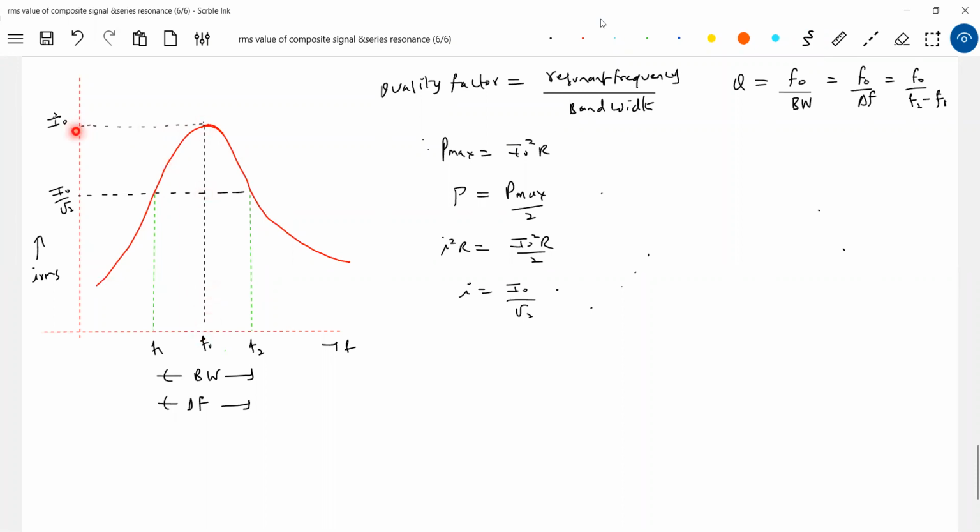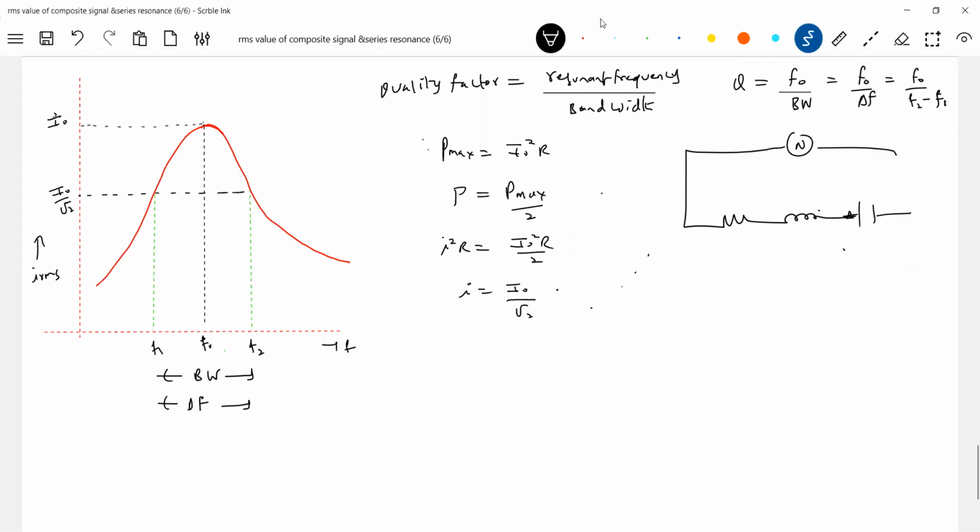How to get I naught? What does I naught depend on? Again, what is I naught? I'll keep this circuit in hand, otherwise you'll not understand anything. You should tell me, I naught depends on what? I naught depends upon this applied VRMS and R, no?